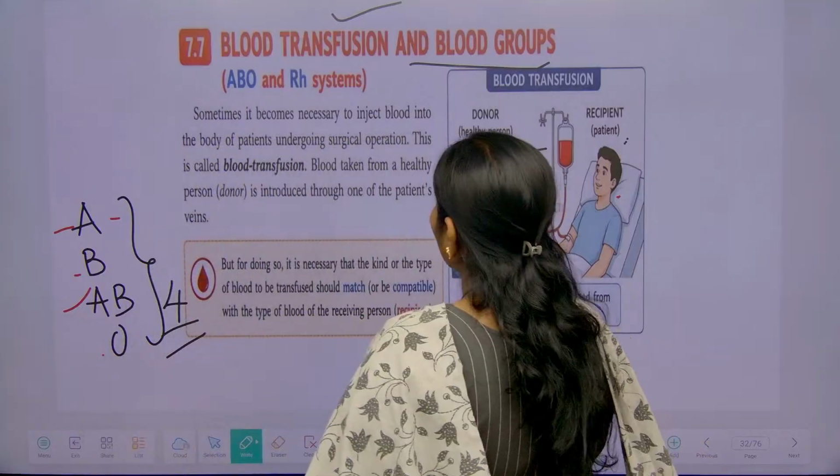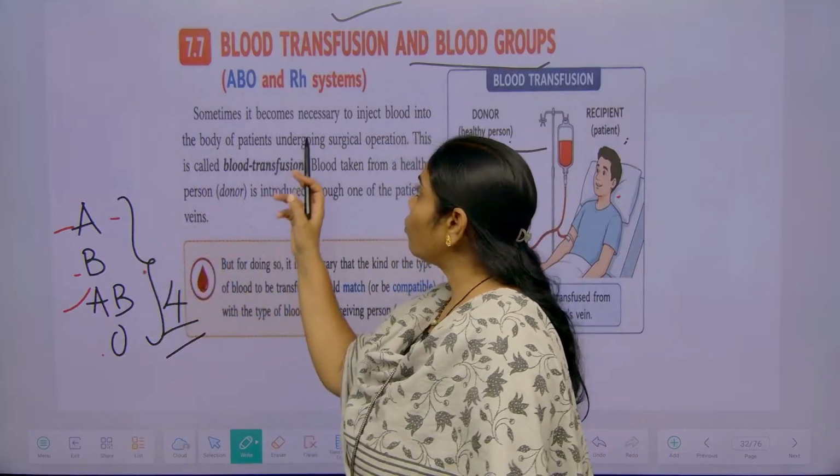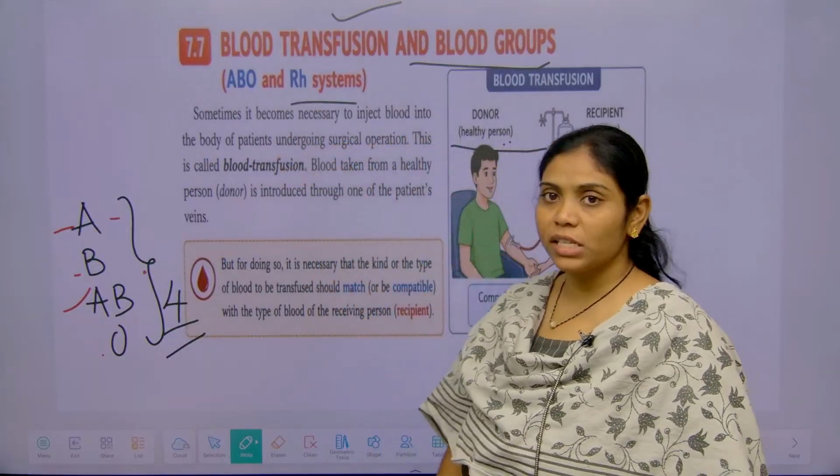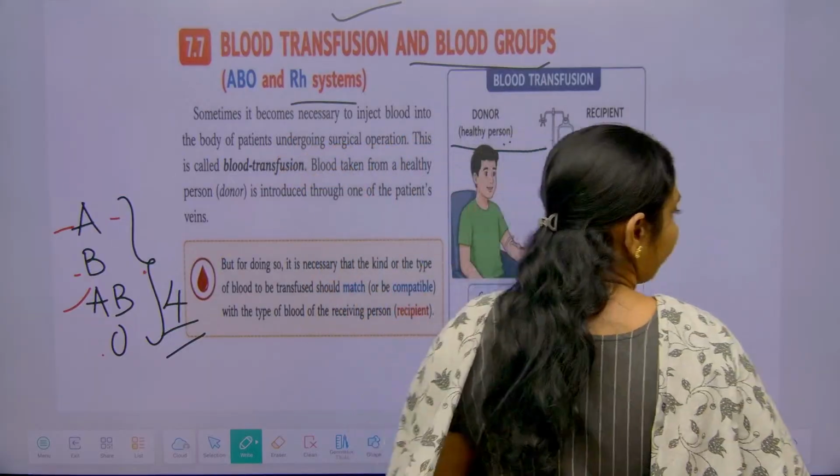So, what are the blood types and what is the RH system, the ABO blood system? In the next class we will be seeing.